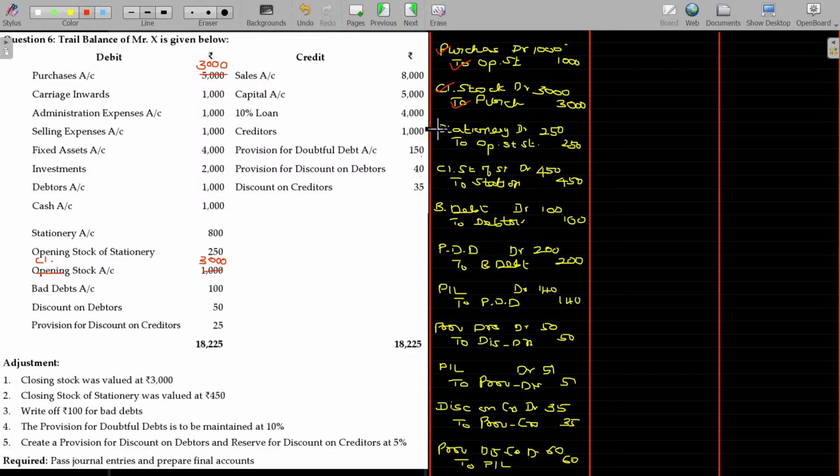And then stationery debit and stationery credit. Debit should be addable, 800 plus 250. Credit should be subtracted, 450 should be subtracted. The ultimate stationery value being 600.